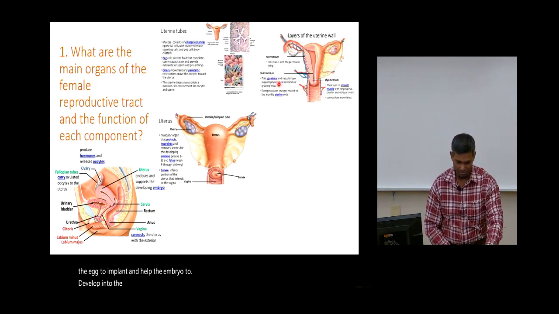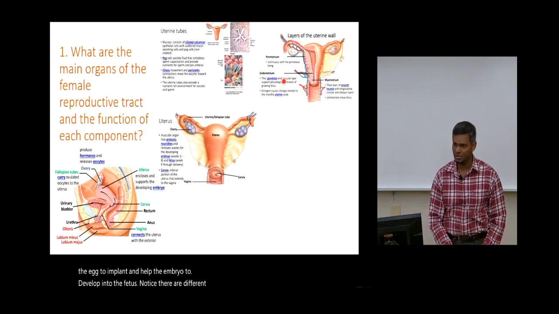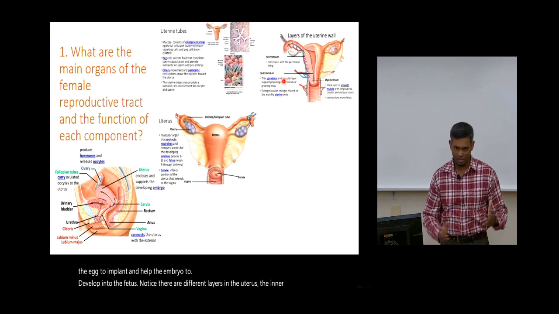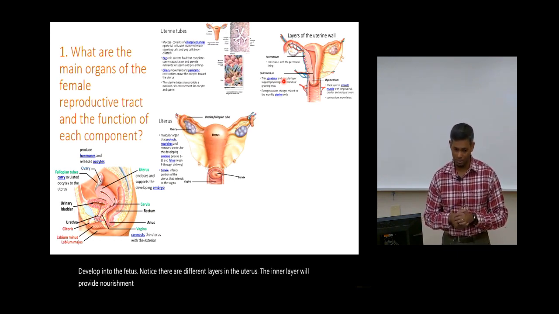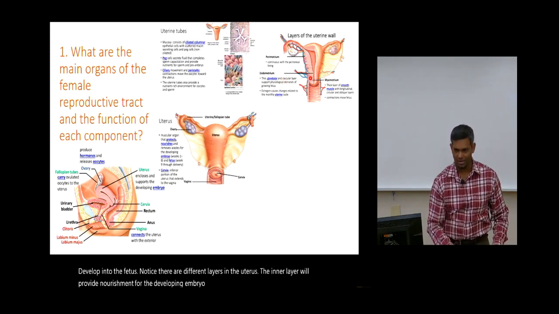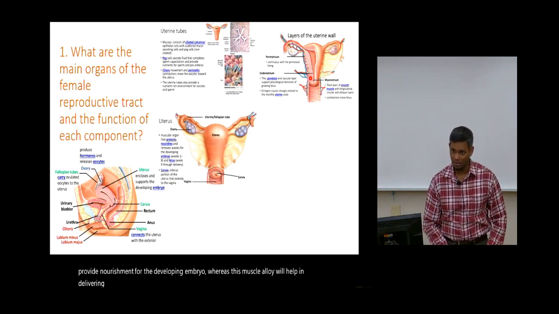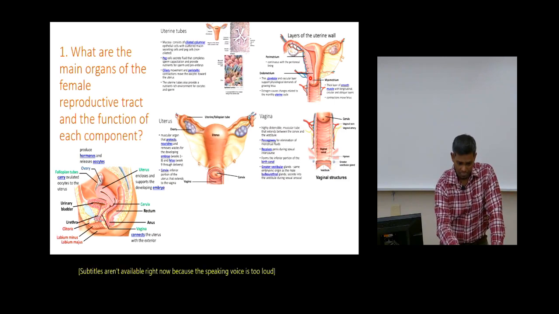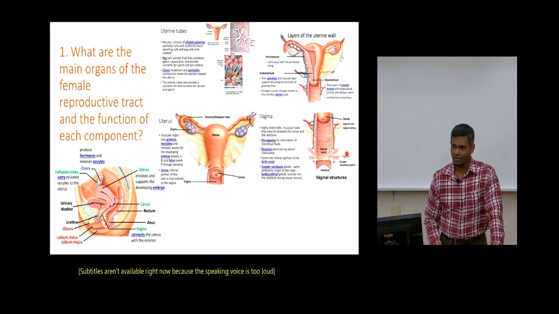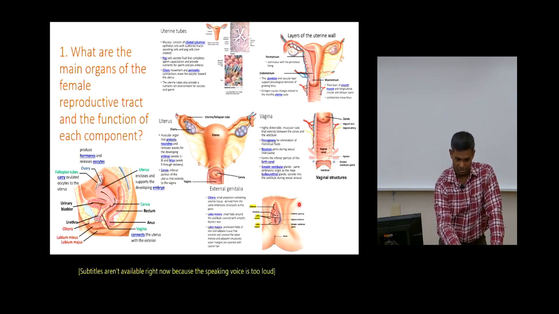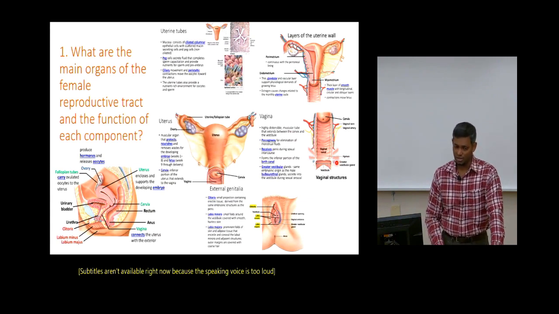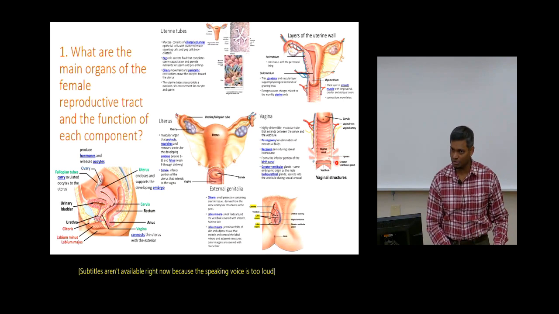And notice there are different layers in the uterus. The inner layer will provide nourishment for the developing embryo, whereas this muscular layer will help in delivering the baby during labor. And the function of the vagina and the external genitalia has been shown here as well, right? So this slide is just showing you where the answers are for these questions.